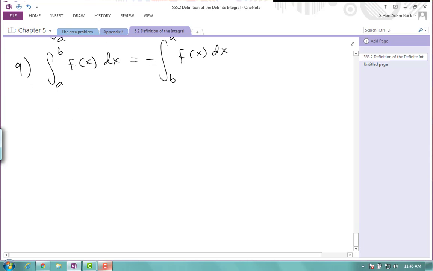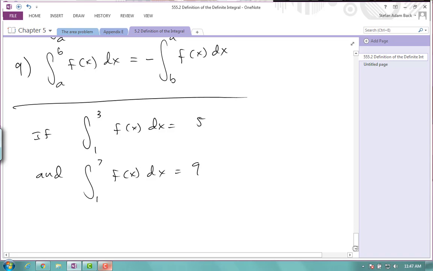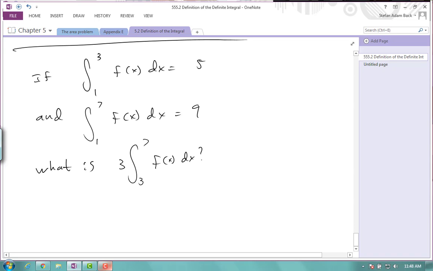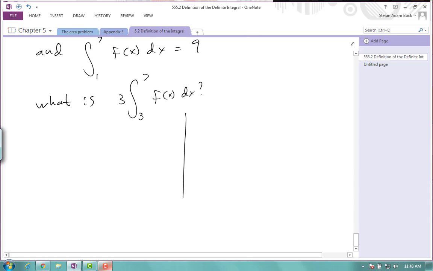So I could ask odd questions like this. If the integral from 1 to 3 of f of x is 5, and the integral from 1 to 7 of f of x is 9, what is 3 times the integral from 3 to 7 of f of x? And there's 2 different ways I could approach this problem.